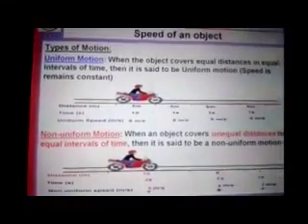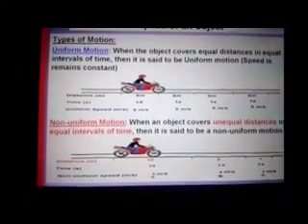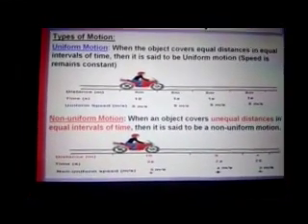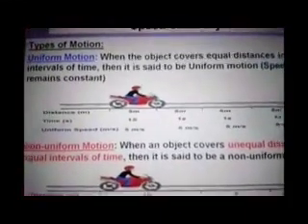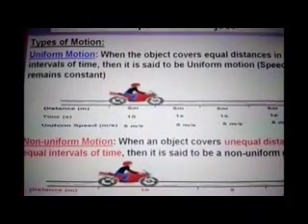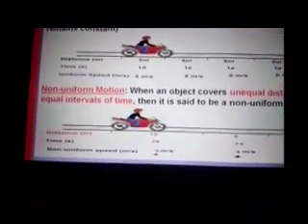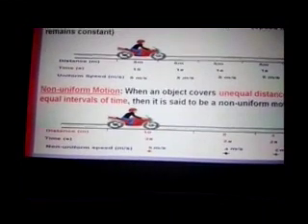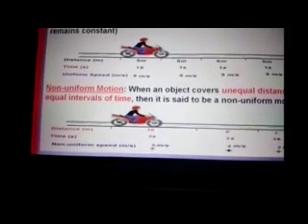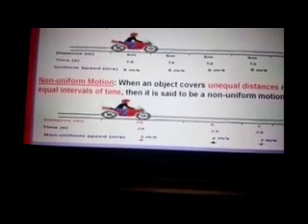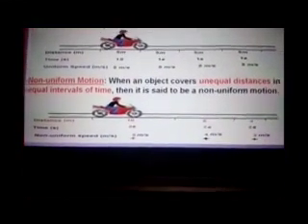Such type of motion is called non-uniform motion. When an object covers unequal distances in equal intervals of time, then it is said to be non-uniform motion. In the first, uniform motion, it covers equal distances, 5 meters for every 1 second. But here, for every 2 seconds, he first covers 10 meters, then 8 meters, then 4 meters. Different distances are covered because the speed is not constant in non-uniform motion.